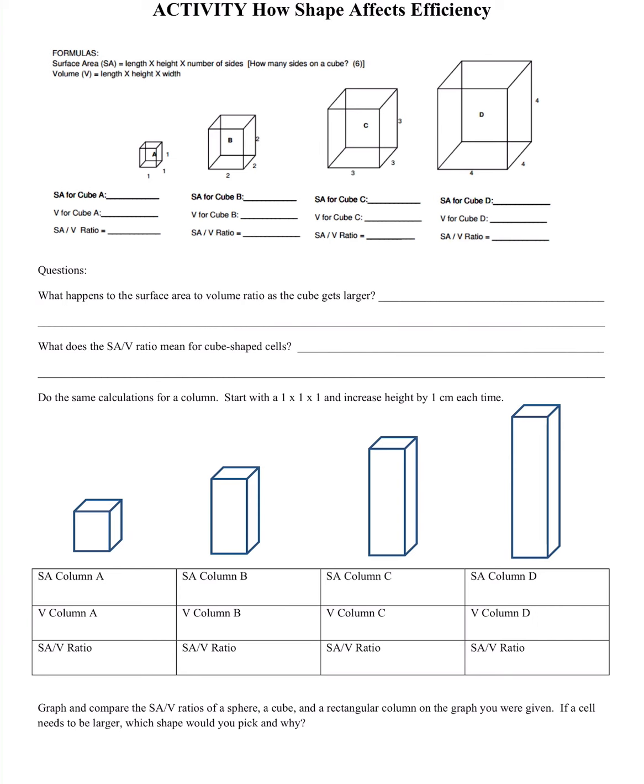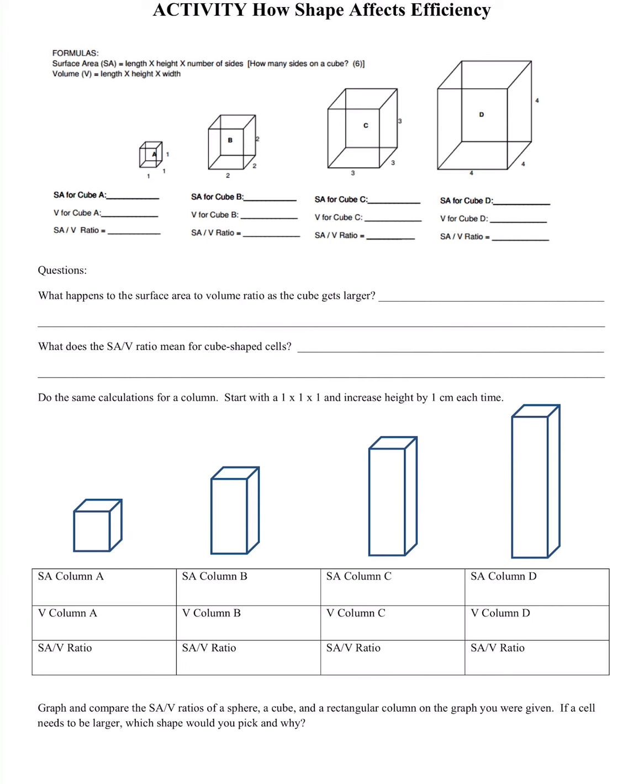I'm going to walk you through some of the examples on the activity for how shape affects efficiency. So they already give you the formulas that you will have on your formula sheet on the AP exam, and that is that the surface area equals the length times the height times the number of sides on a cube. And then the volume equals the length times the height times the width. So then, once you know your surface area and your volume, then you can divide the surface area by the volume to get your surface area to volume ratio.